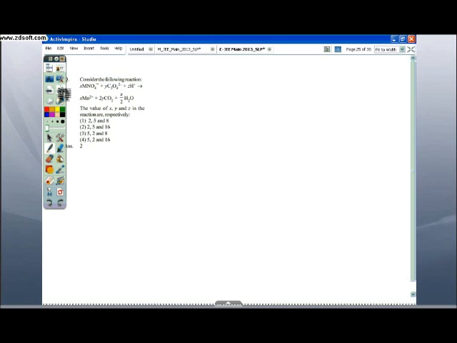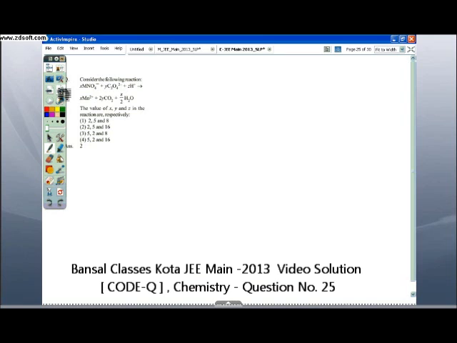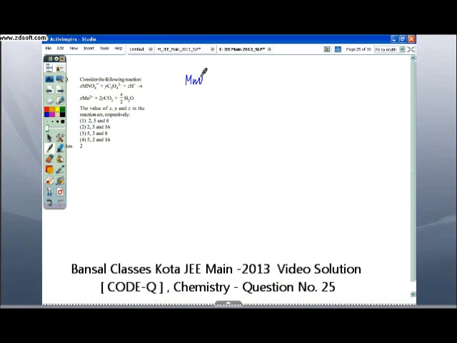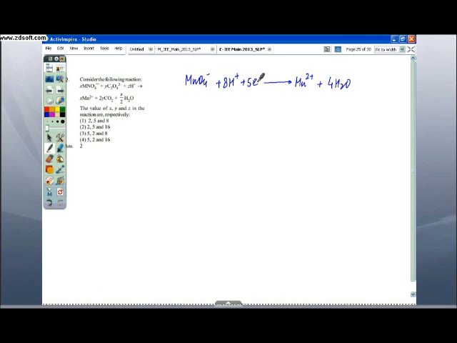Consider the following reaction: xMnO4 minus plus yC2O4 2 minus plus zH plus gives xMn2 plus plus 2y CO2 plus zH2O by 2. The values of x, y and z in the reaction are respectively? Since MnO4 minus is reduced to Mn2 plus, balance oxygen by adding 4 H2O. Now balance hydrogen by adding 8 H plus. Now balance charge by adding 5 electrons.